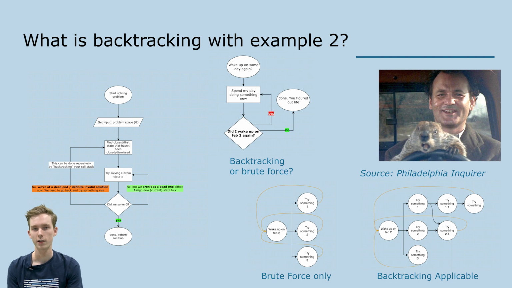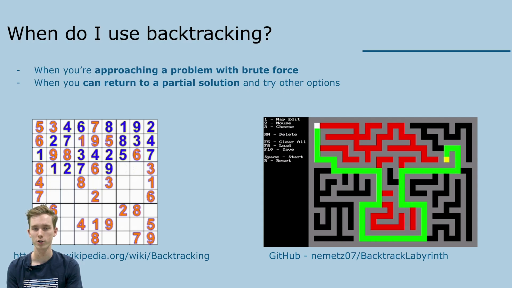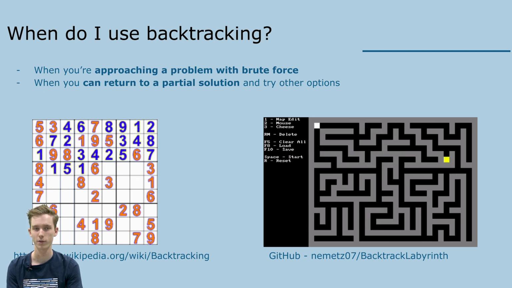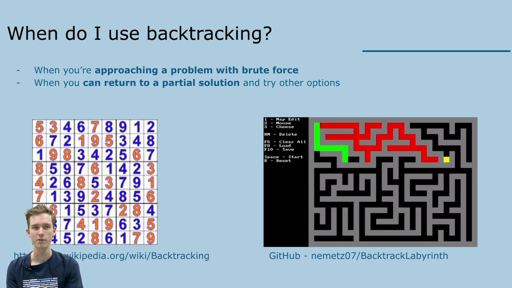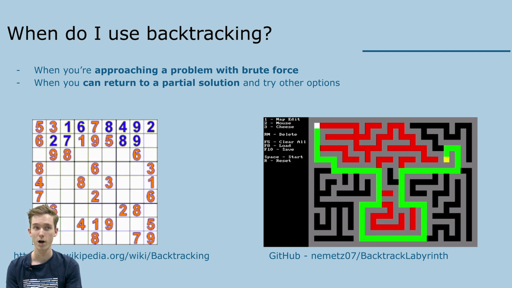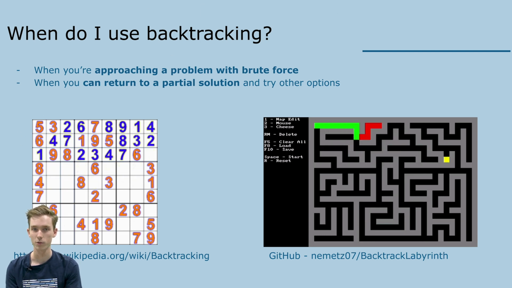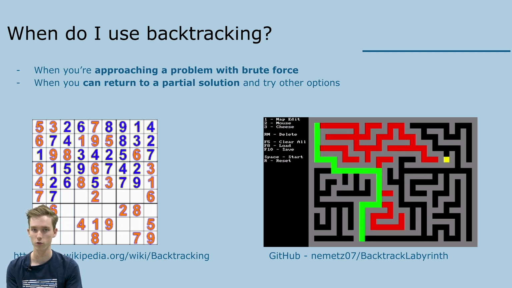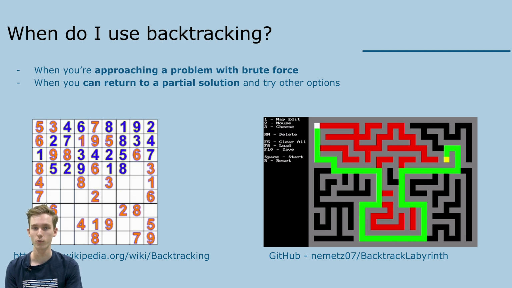So when do I use backtracking? Backtracking can be used when you're approaching a problem with brute force and you can return to a partial solution as you're solving it. With the Sudoku problem on the left, you can see that the blue numbers filling up the white spots are partial solutions along the way. Even though not all of the white is filled up, you still have a partial solution to solving the Sudoku problem. Same thing with the maze on the right.